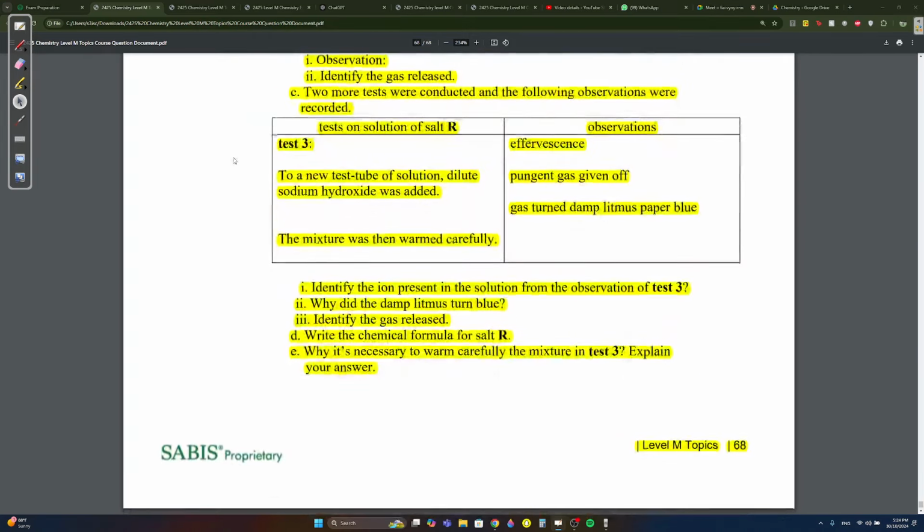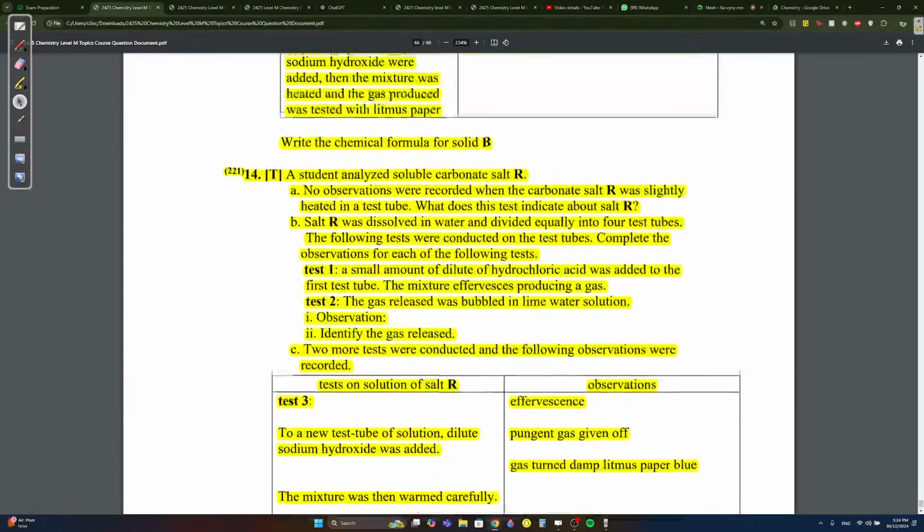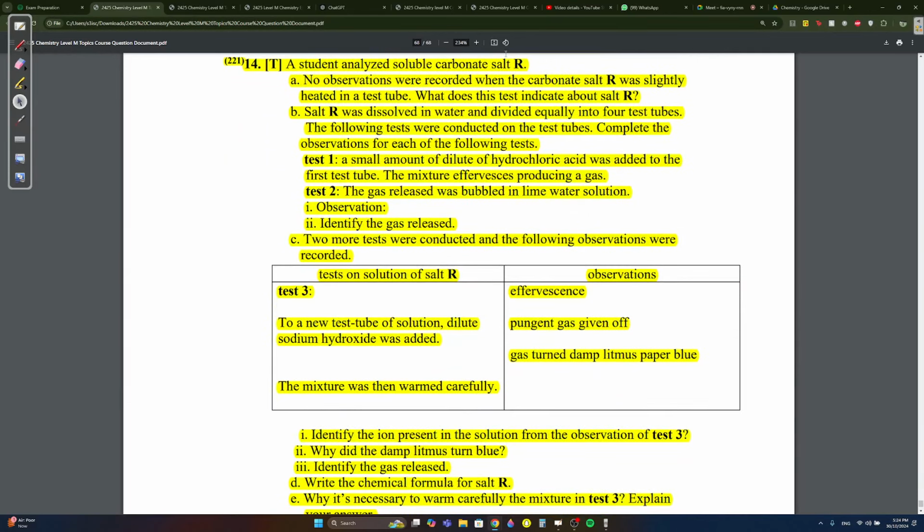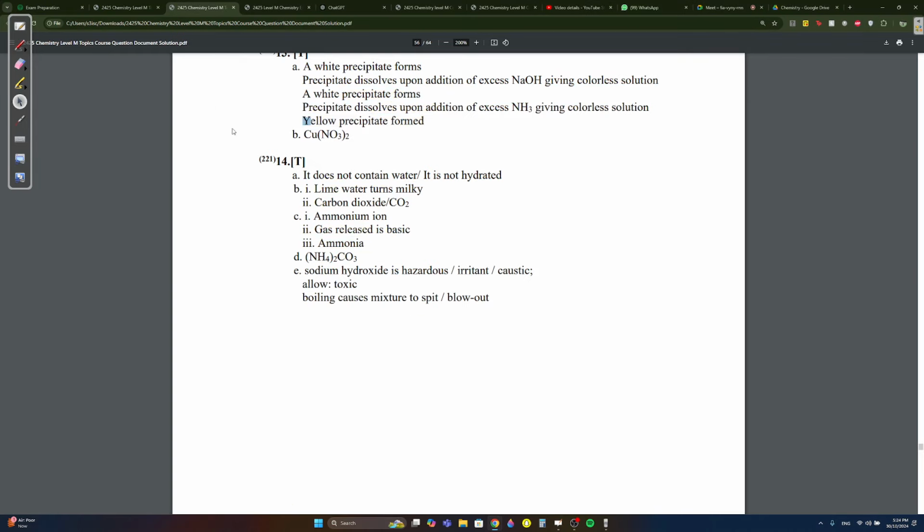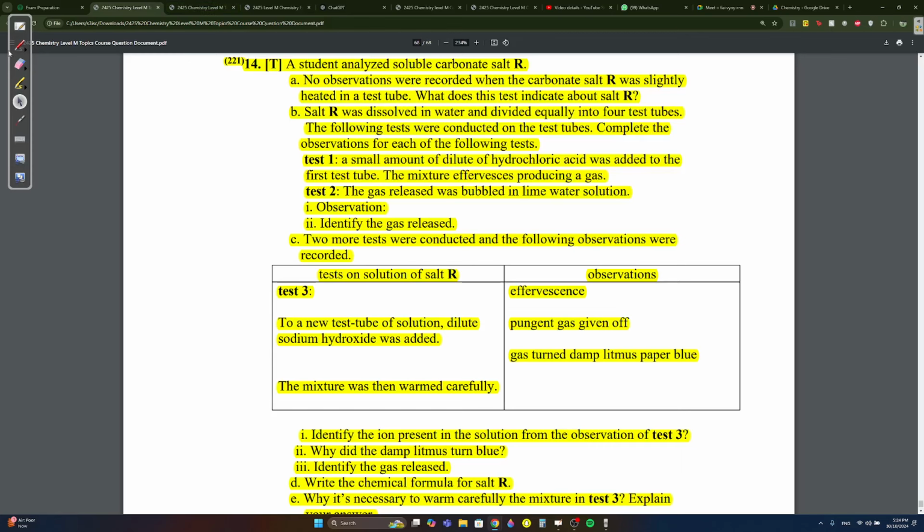Is this our last question? Yes, it is. Under half an hour. Beautiful. A student analyzed soluble carbonate salt R. So it's a carbonate salt. No observations were recorded when the carbonate R was slightly heated in the test tube. What does this indicate about salt R? That it doesn't contain water. If you heat a solid or a salt and nothing happens, that means there's no water.